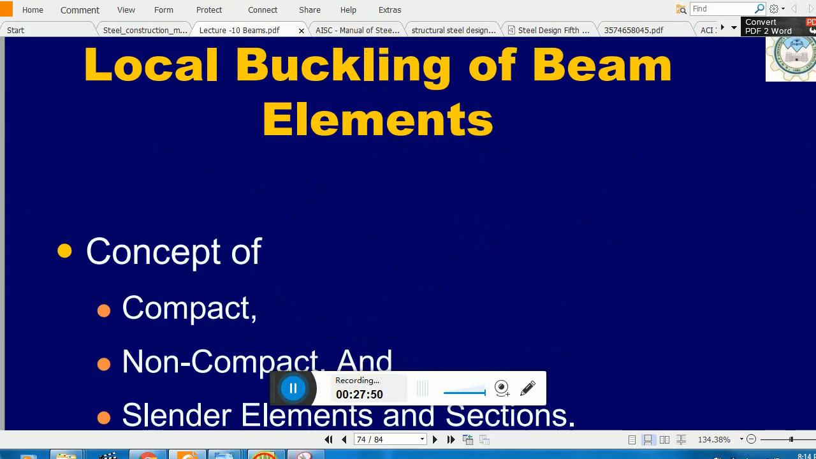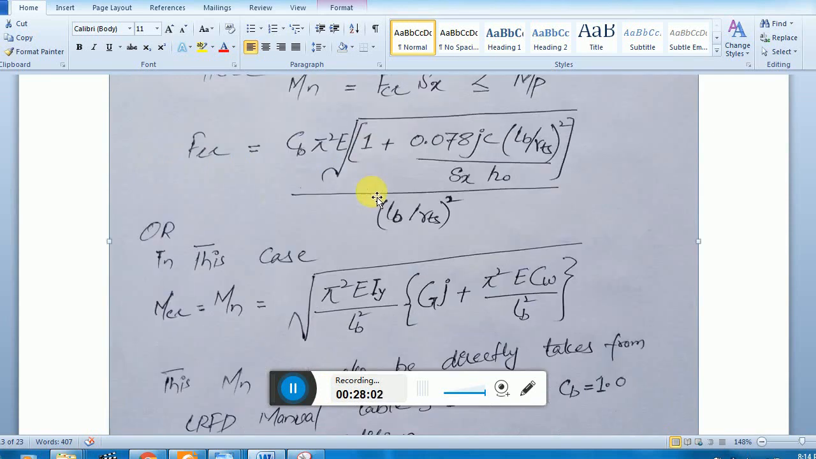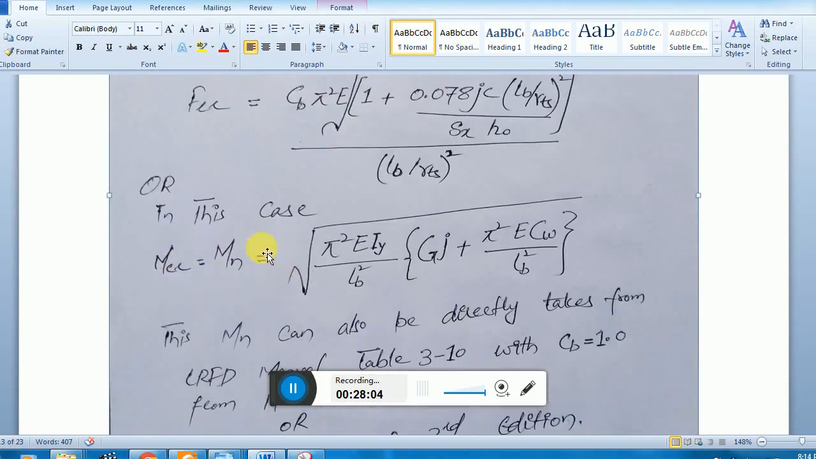Okay, but you have to memorize this equation, or if you are using the LRFD manual, you can choose this value as well. In this case for NCR, you can directly use the same equation as I showed you in the slides. Clear?